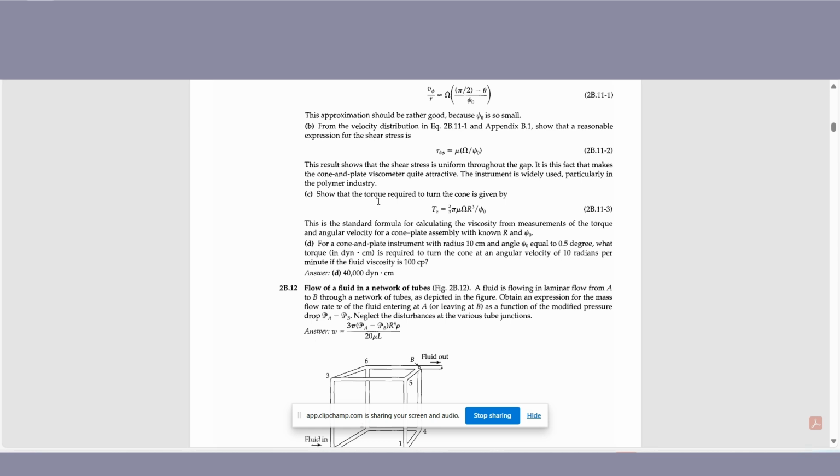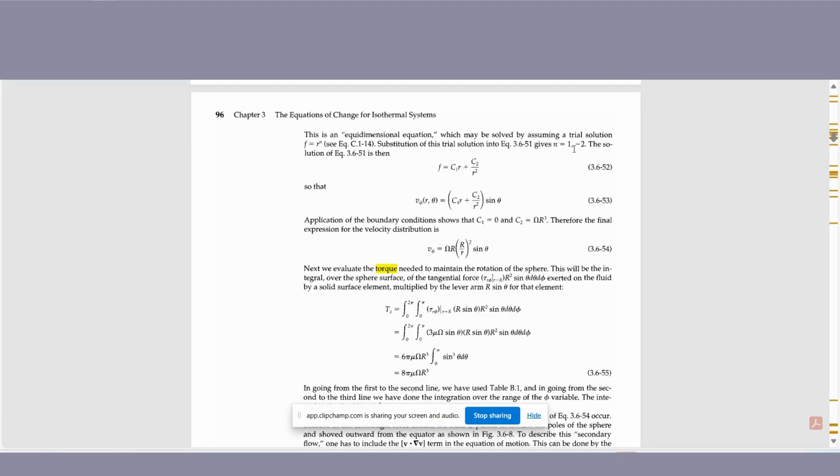Show the torque required to turn the cone is given by this formula. The standard formula for calculating viscosity, measurements of torque and angular velocity for a cone-plate assembly with known R and theta naught. Basically, I just looked in the book for mentions of torque, and I found this. This is an example with a sphere.